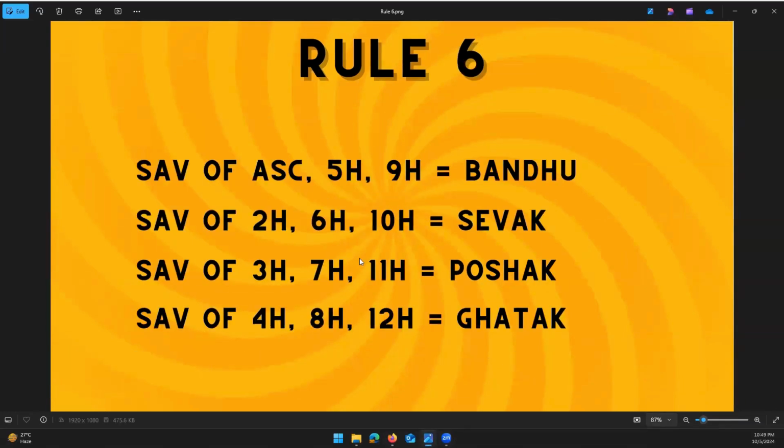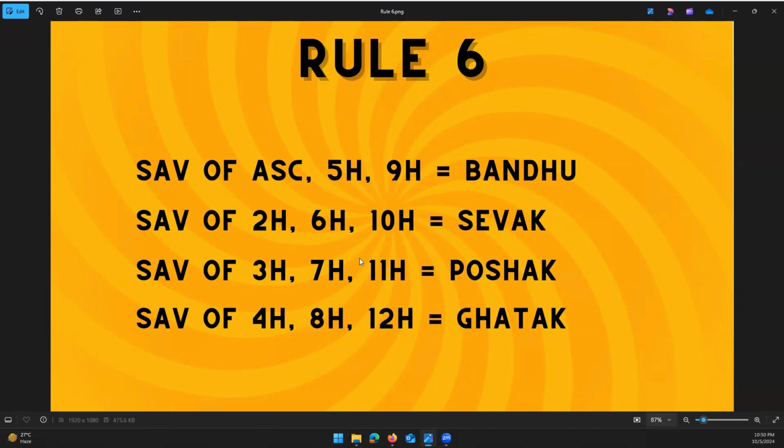Now then comes the concept of Bandhu, Sevak, Poshak and Ghatak. Again, no complicated calculations here. You just have to add up the Sarvashtakavarga points for ascendant, 5th house, 9th house. That will give you the score for Bandhu. Bandhu is who will help you. It is the divine help, or basically the fruits of the positive results of your past karmas.